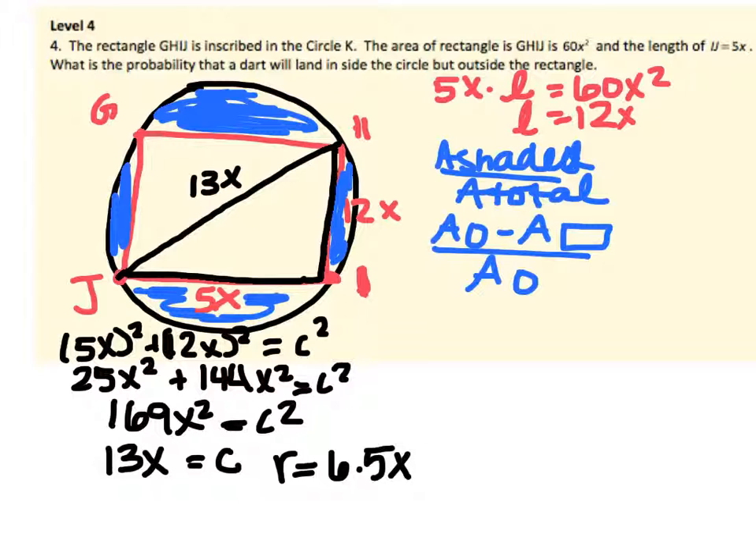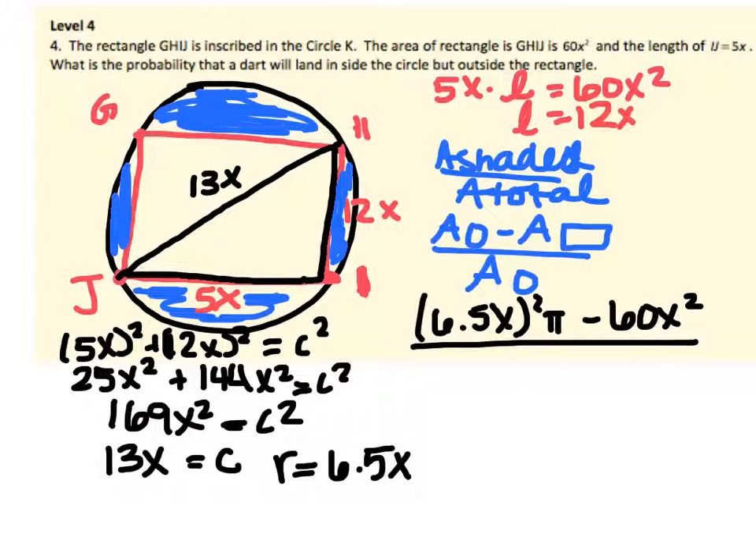So now that I have my radius, I can go ahead and find my shaded region. So it's going to be 6.5x, that's my radius, squared times pi, and then minus the area of the rectangle, which was 60x squared, all over the total area, which was the circle, so 6.5x squared pi. And then I'm just going to go ahead and simplify this.